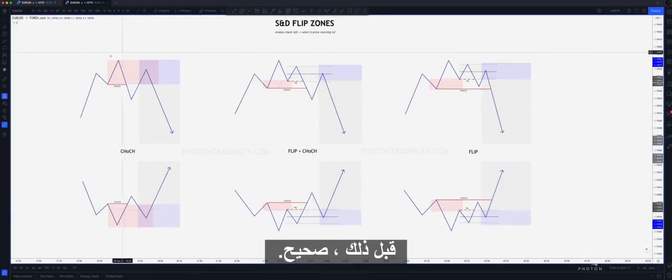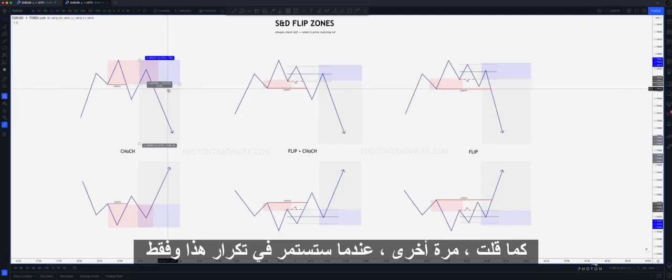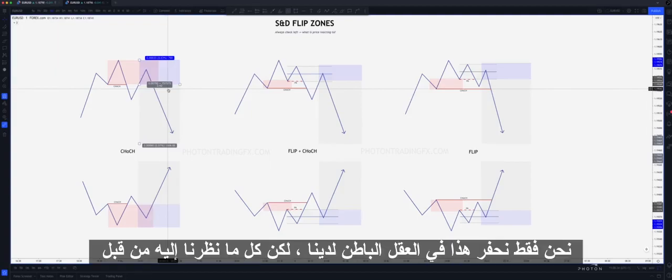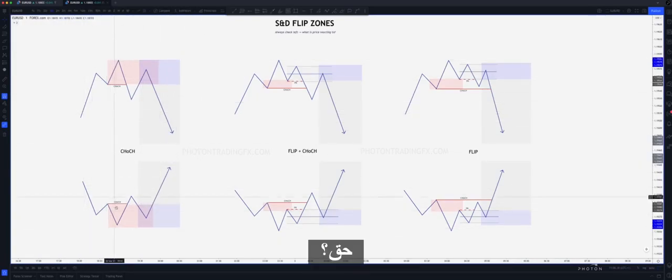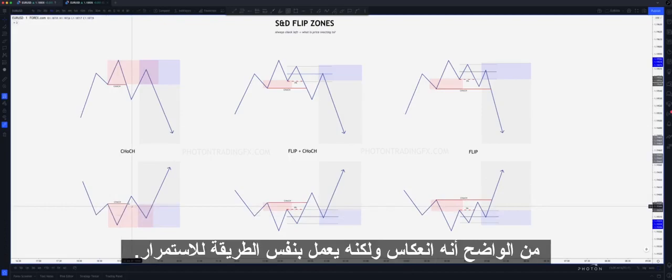So before, like I said again, we're just going to keep going over this and just hammering it in, until we really just drill this into our subconscious. But all we looked at before this lesson so far was essentially your standard break of structure, right? In this case, obviously it's a reversal, but it works the same for a continuation.